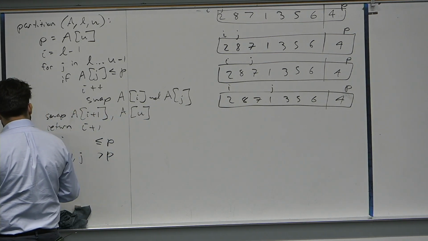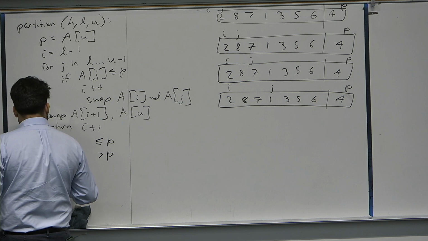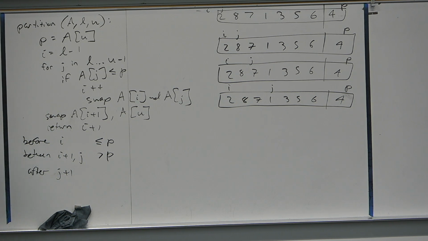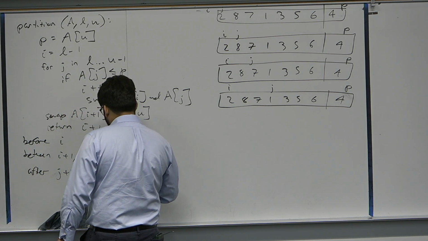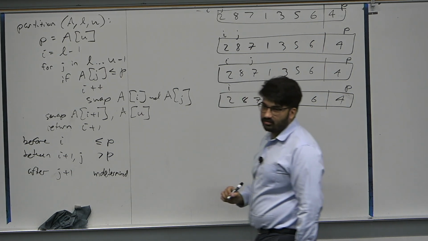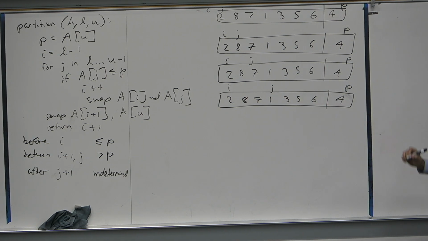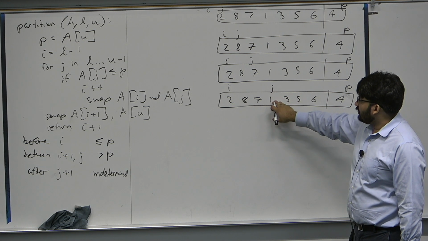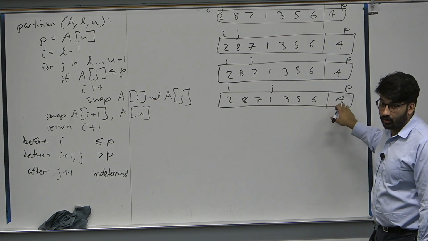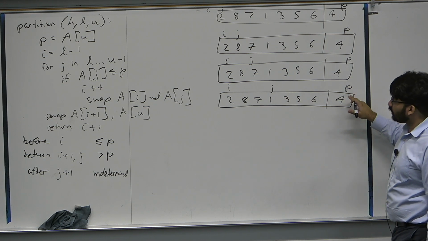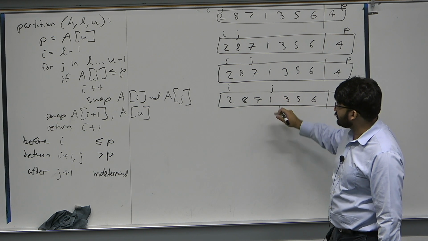And what about after J plus 1? What are those items? Yeah, undetermined yet. This is why it's called partition, right? We have not even done a swap yet, though, but we're about to. We notice that J here, A[J] is 1, which is less than or equal to 4. So we're going to increment I and then swap those around.